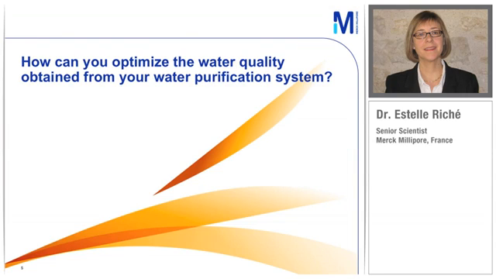So now that I've explained to you what types of contaminants are removed from your water in order to generate water for your lab, I will talk to you a little bit about how you can optimize the quality of water that comes out of your water purification system, because using a system is a very good first step, but it is not the only step that you should take into account.